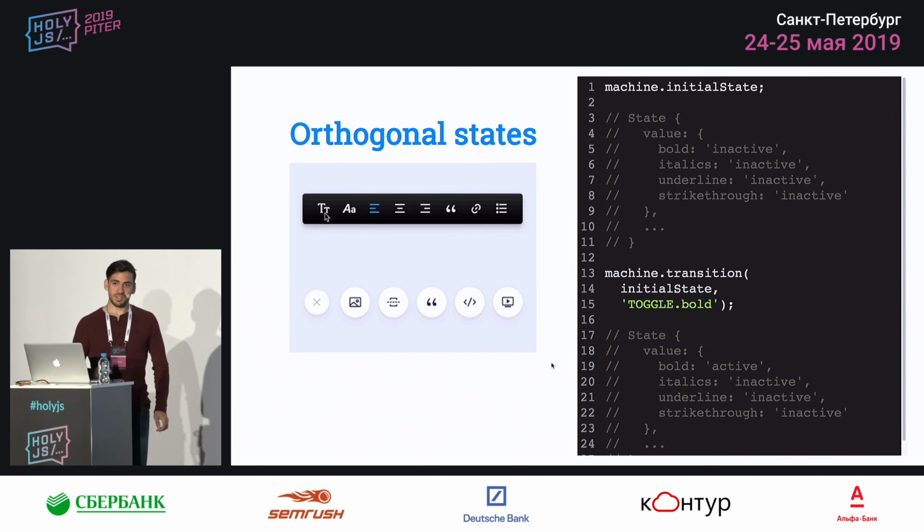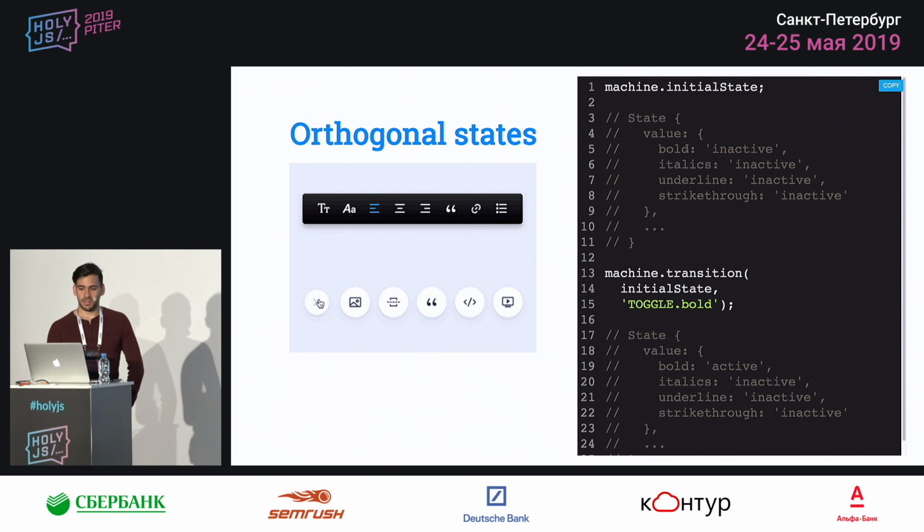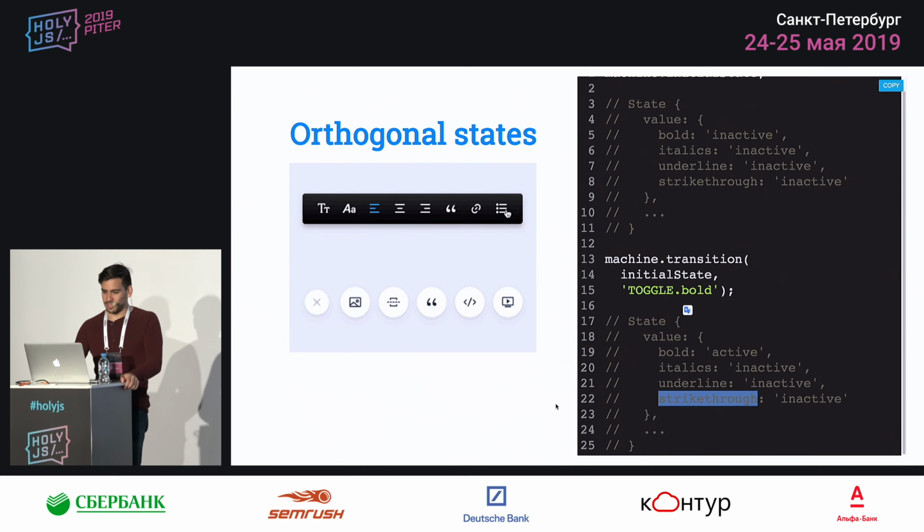Now, what this gives you as a state value is, instead of a string or an object with one property, it's going to give you a state value of every single one of those properties. So we could say bold is either inactive or active, and when we toggle bold, for instance, now it turns to active. And we could see that the other states are completely untouched.